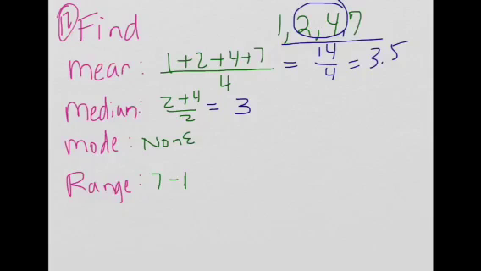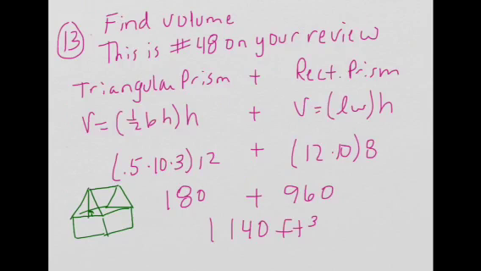The mode is the number that appears most often in the list. There is no mode because all of the data points appear only once in the list. And to find the range, we're going to take 7 minus 1, which is going to be 6.